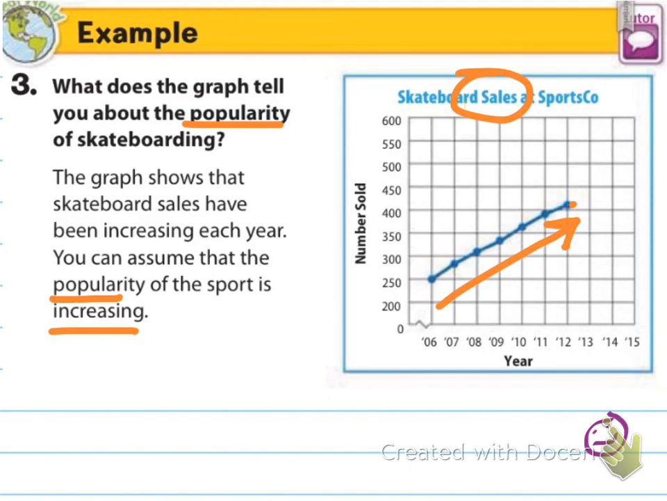You could say it's steadily increasing each year by 50-ish, maybe 40 sold, something like that. 20 to 50 sold more each year. You can be more specific.